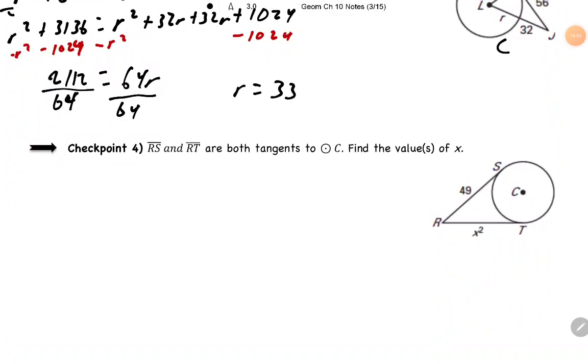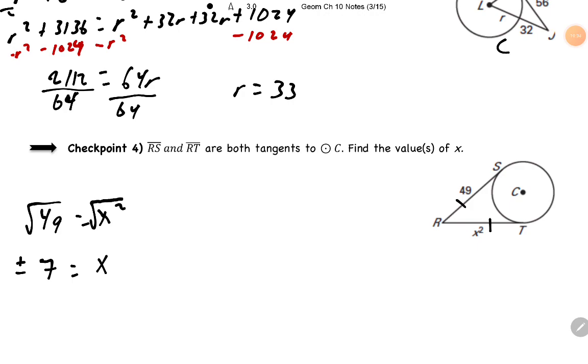RS and RT are both tangents to circle C. Find the values of x. Okay, so because they are both tangents, that means these are the same length. So that means 49 is equal to x squared. To get x by itself, we do the opposite of squaring, which is square rooting. Okay, what times itself is 49? That is 7. Now you might think, well, this is supposed to be plus or minus 7 because negative 7 times negative 7 is also 49.